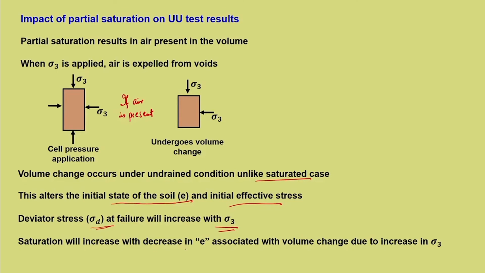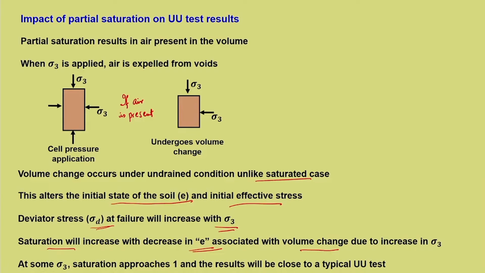So, saturation will increase with the decrease in void ratio as the voids close. When the air gets dissolved into the water or expelled out, what will happen? The saturation also will increase. Now, as the volume change increases, saturation also increases, and at some sigma 3, saturation approaches the value of 1 and the results will be close to a typical UU test. So, as the confinement goes on increasing, the amount of void closure also increases, saturation increases, and at some point saturation approaches 1. Then the results you will be getting will be identical to the saturated UU test.